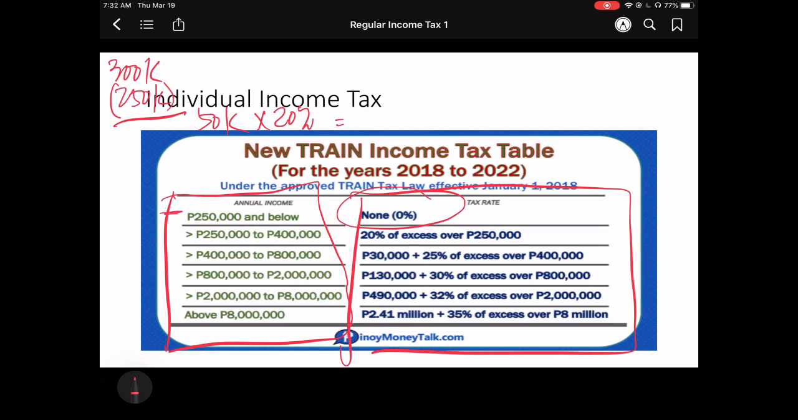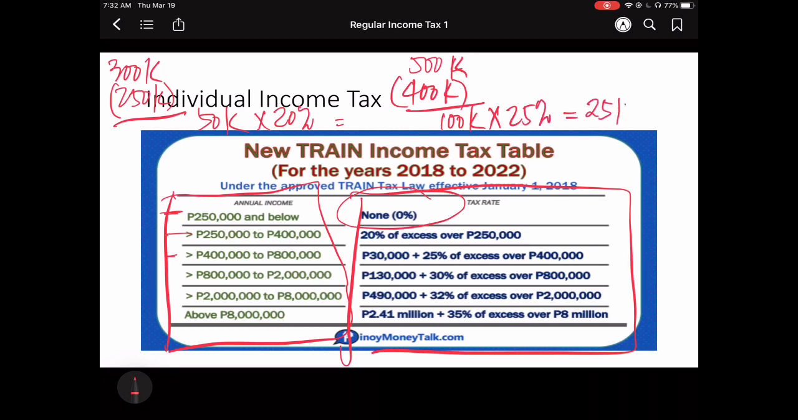That is your tax due. Now in this third bracket, if your income exceeds 400,000 but does not reach 800,000, you pay 30,000 plus 25% of the excess over 400,000. For example, if you have a taxable income of 500,000, it exceeds 400,000 but does not reach 800,000. So we minus 400,000, and the excess is 100,000. That excess of 100,000 is multiplied by 25%, and that is 25,000.